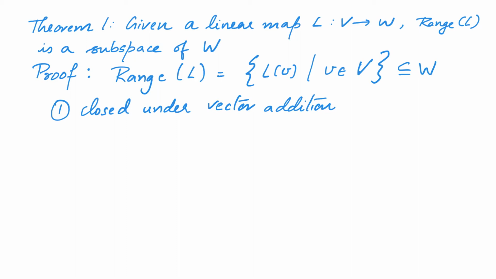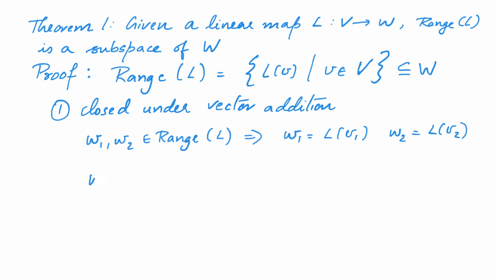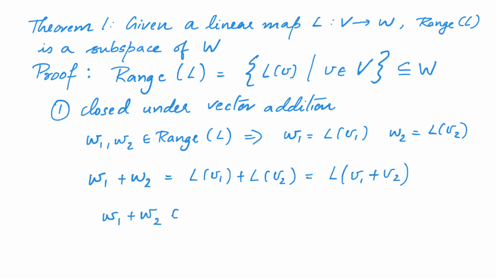First, we have to show that it is closed under vector addition. Take two arbitrary vectors w1 and w2 in range of L. As they belong to the range of L, there exist v1 and v2 in V such that w1 is equal to L of v1 and w2 is equal to L of v2. But then w1 plus w2 is equal to L of v1 plus L of v2. But linearity implies that L of v1 plus L of v2 is equal to L of v1 plus v2. As w1 plus w2 is equal to L of v1 plus v2, we know that w1 plus w2 belongs to range of L. And thus we have proved that this subset is closed under vector addition.